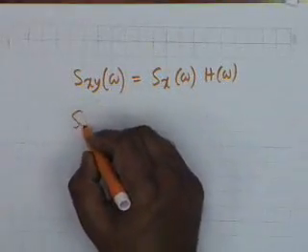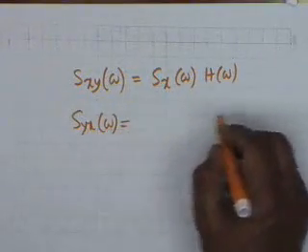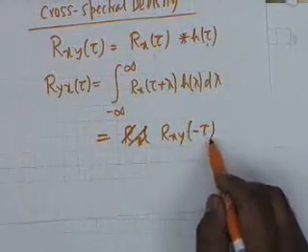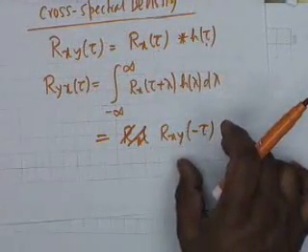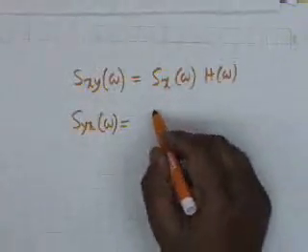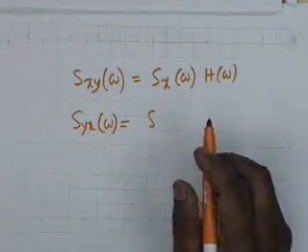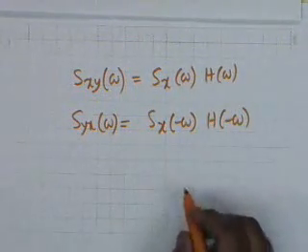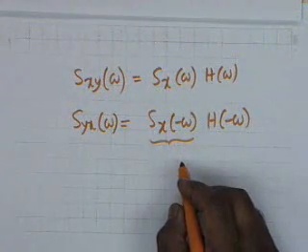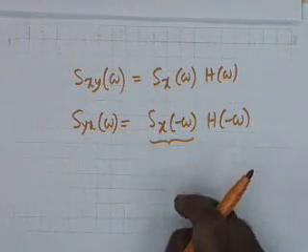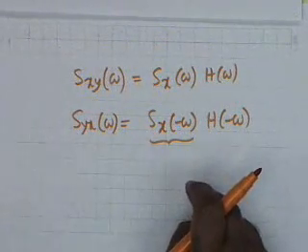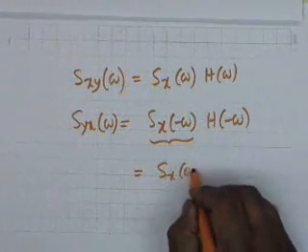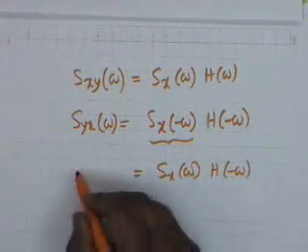And similarly, Syx of omega shall be equal to, now this is Rxy of minus tau. What about the Fourier transform of this? It would be simply that omega shall be replaced by minus omega. So, Sx of minus omega, H of minus omega. But what is Sx of minus omega? The spectral density has to be positive, even and real, and since it is an even function, this is simply Sx of omega, H of minus omega.